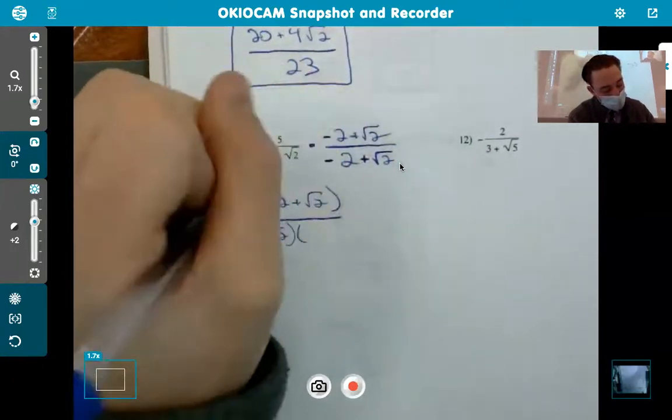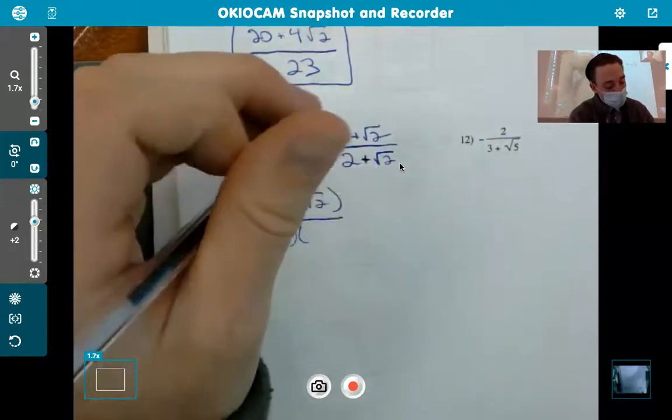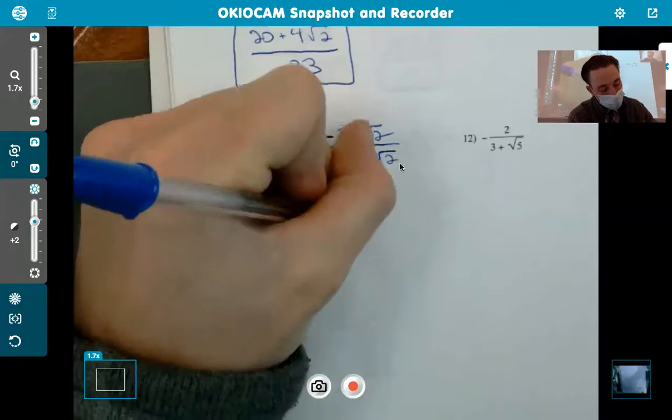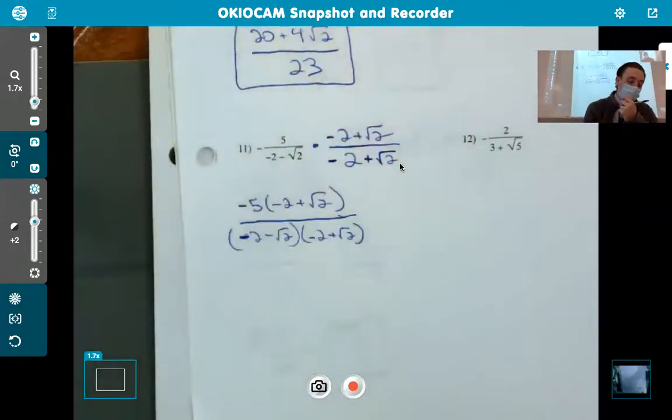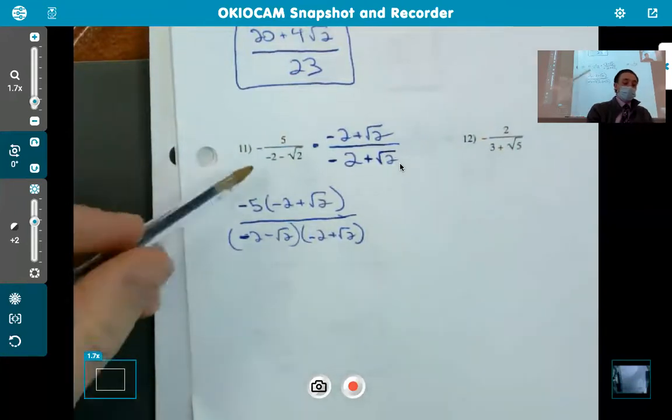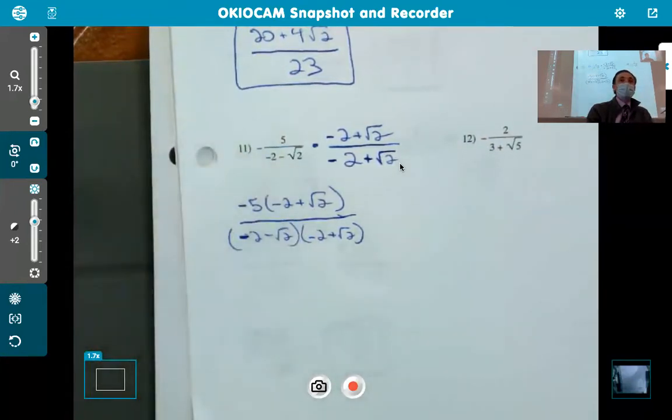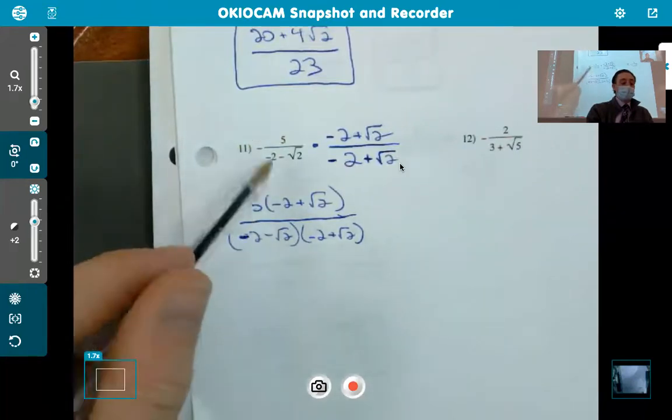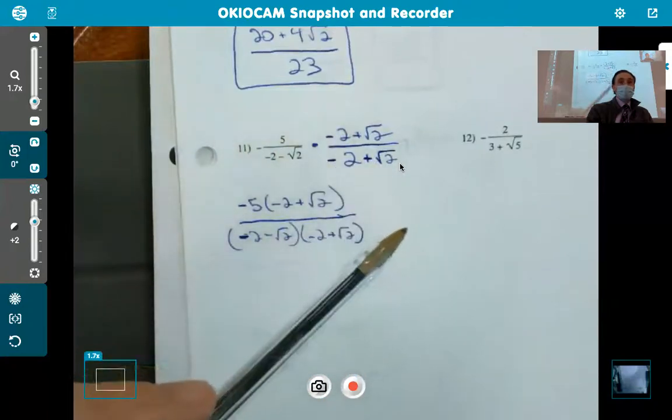So now I have negative 5 distributing that into negative 2 plus root 2. And in my denominator, I'm foiling negative 2 minus root 2 times negative 2 plus root 2. So either way, if you're putting the negative down here, you have to distribute it through to the entire term. So then it would also be positive root 2, in which case you would have to change pretty much the entire problem from what we've done so far.